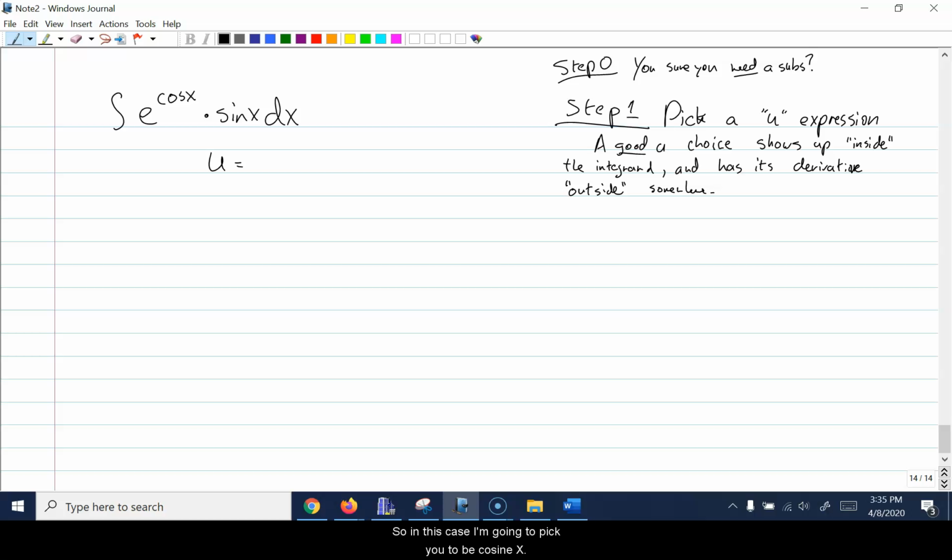So in this case, I'm going to pick u to be cosine x. The cosine x shows up here inside the e to the. What's the derivative of cosine x? The derivative of cosine x is negative sine x. Well, I don't have a negative sine x there, but the negative is not a big deal. You don't need to get something exactly right. Getting something close is good enough, and off by a constant is definitely close enough. Being off by a multiple of a constant is definitely the thing we want.